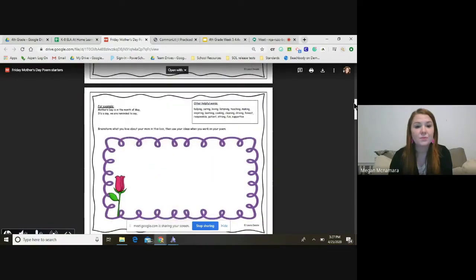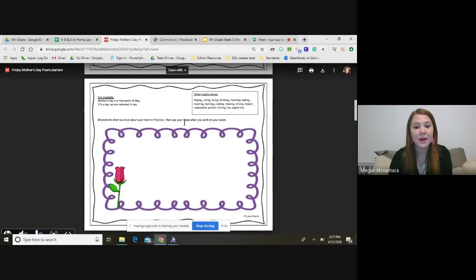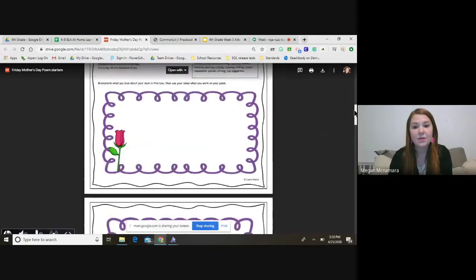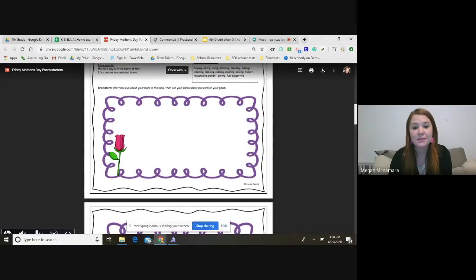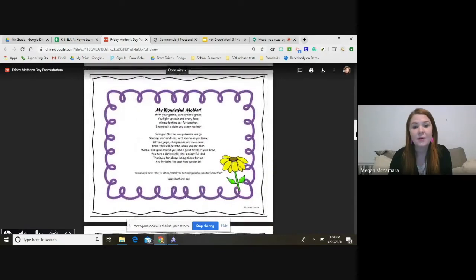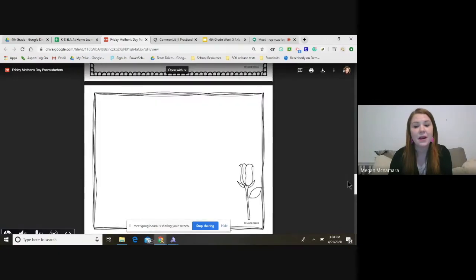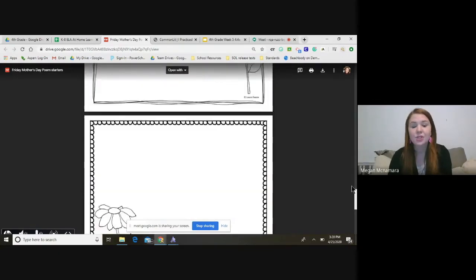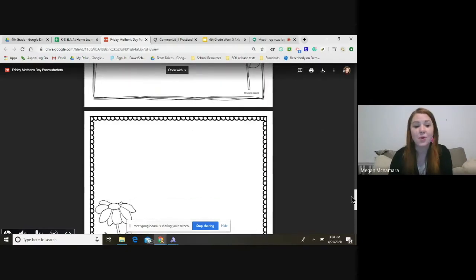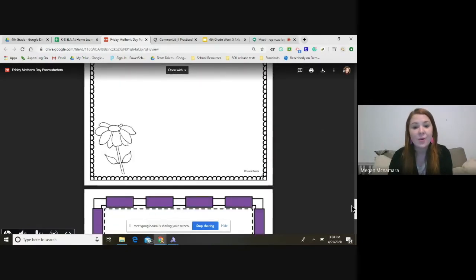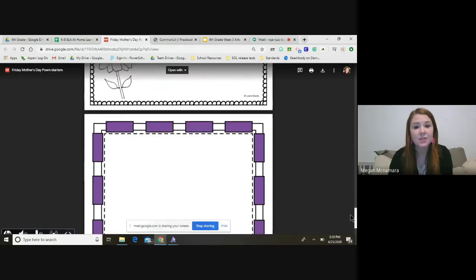Then it gives you a place to brainstorm. Of course, you don't need to print this out to do this. You can just do it on a regular piece of paper. You want to brainstorm first before you do your final copy. It gives you an example of one. And then it gives you some paper to do your final copy on, if you are able to print this out. If not, I'm sure your mom, your aunt, whoever you're writing it for will appreciate whatever type of paper you have to use and write your poem.